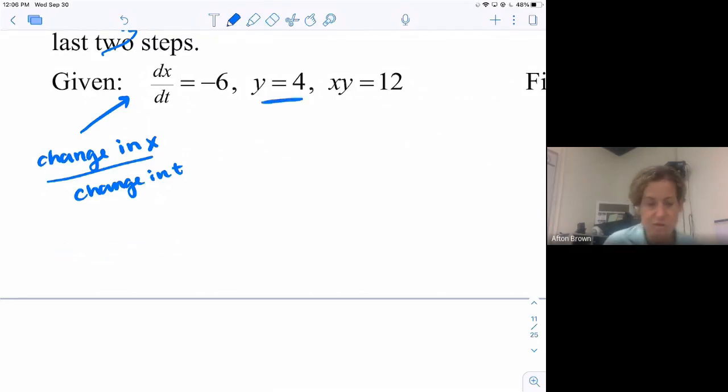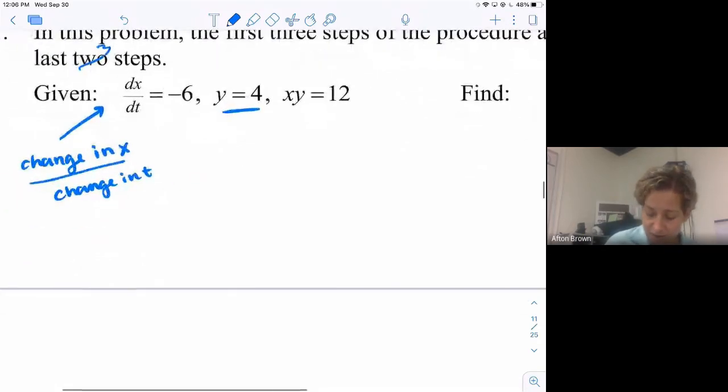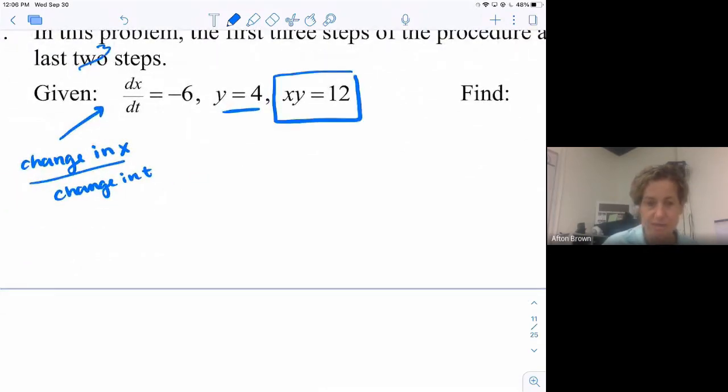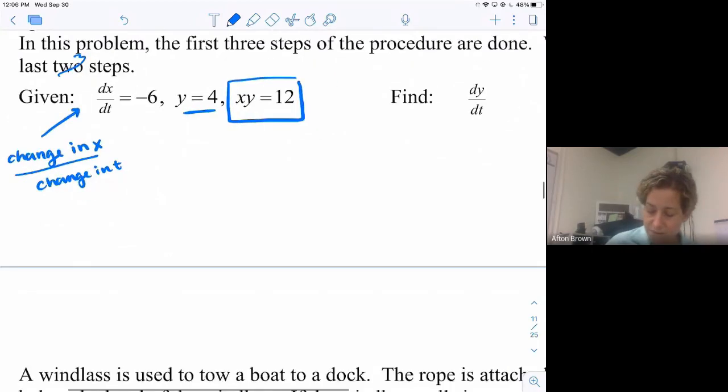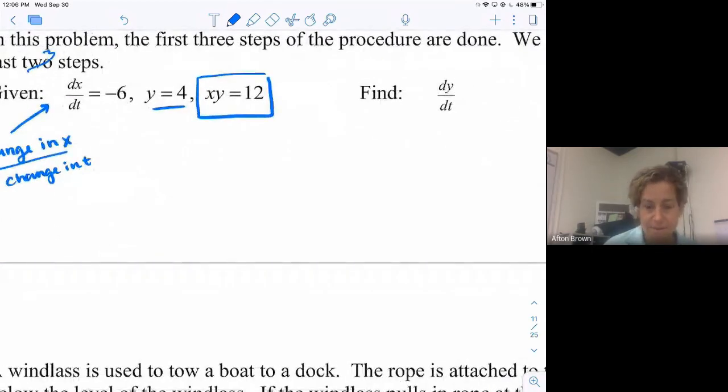They're telling us some specific y value, so at the moment when y is 4, and then they're giving us a relationship between x and y. They want us to find dy/dt. So the first thing we're going to do is take the derivative of this equation. Let's start with xy. What rule do we have to apply to take the derivative of x times y?